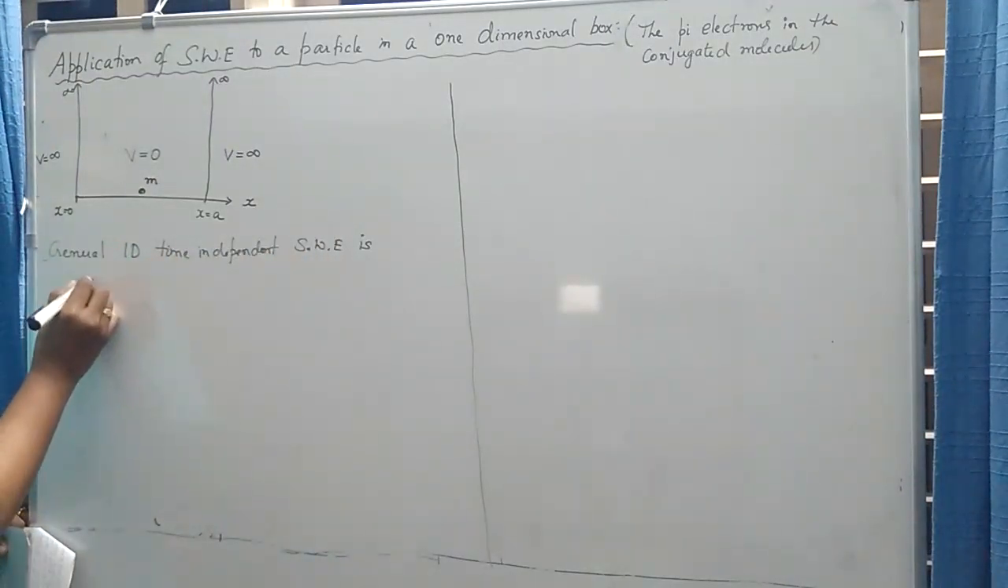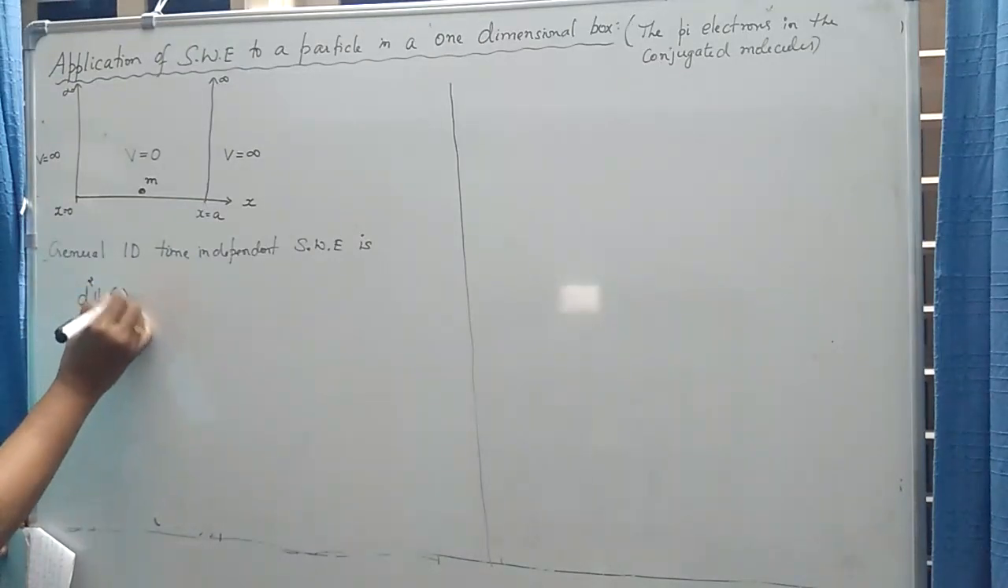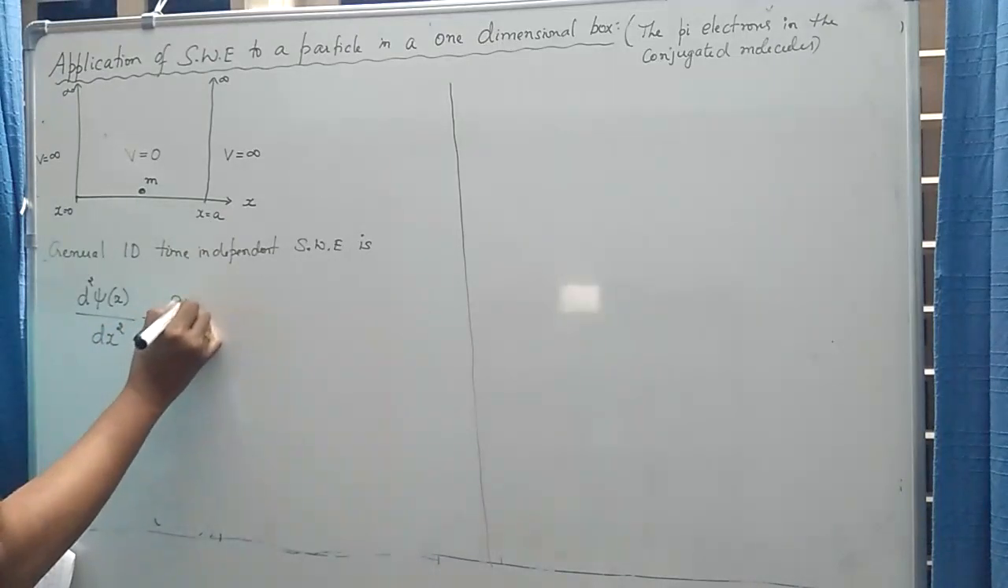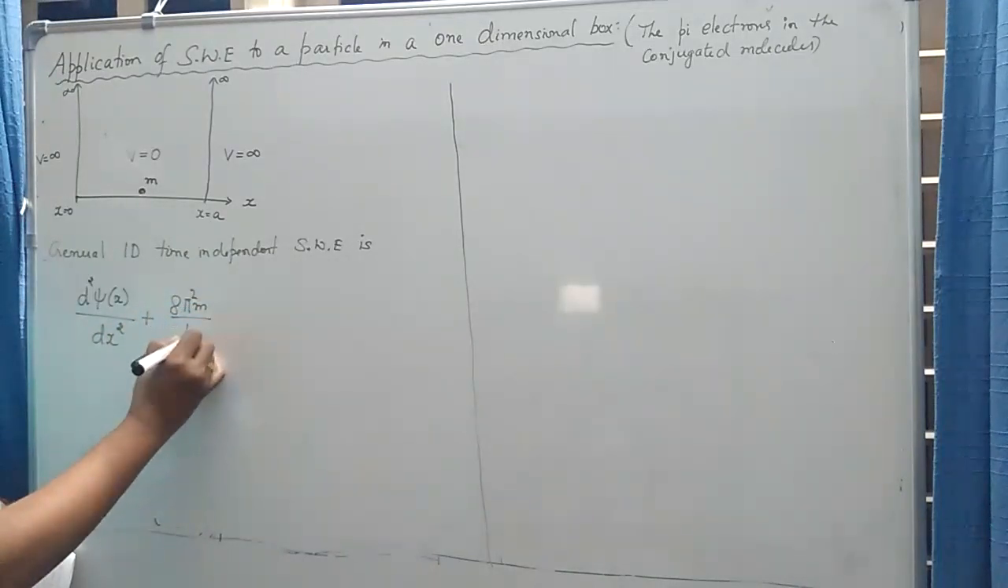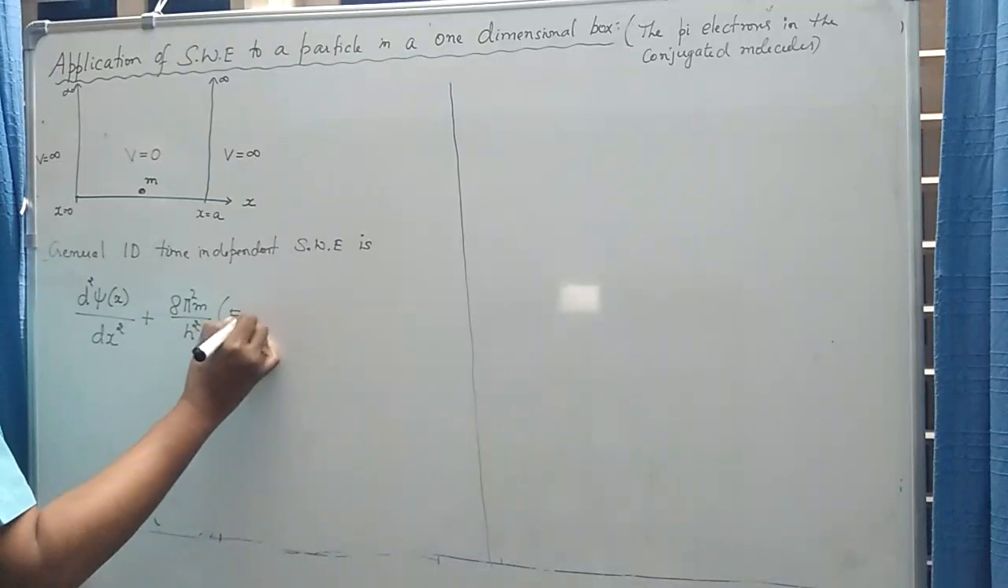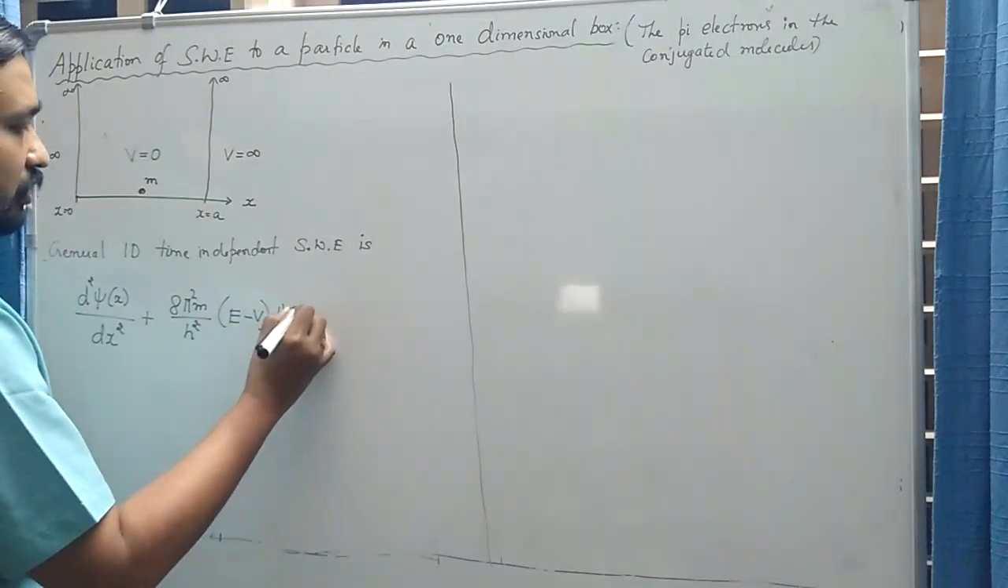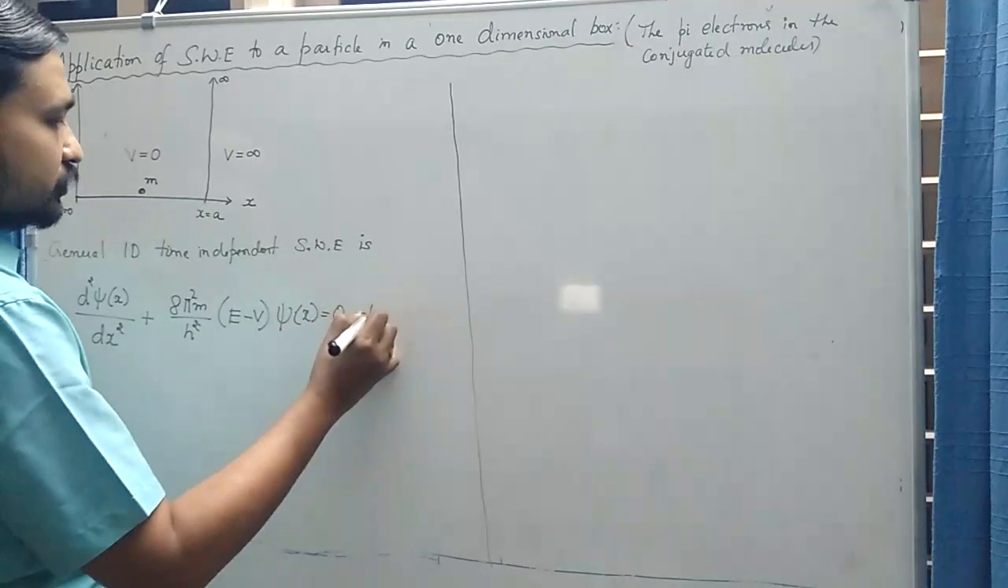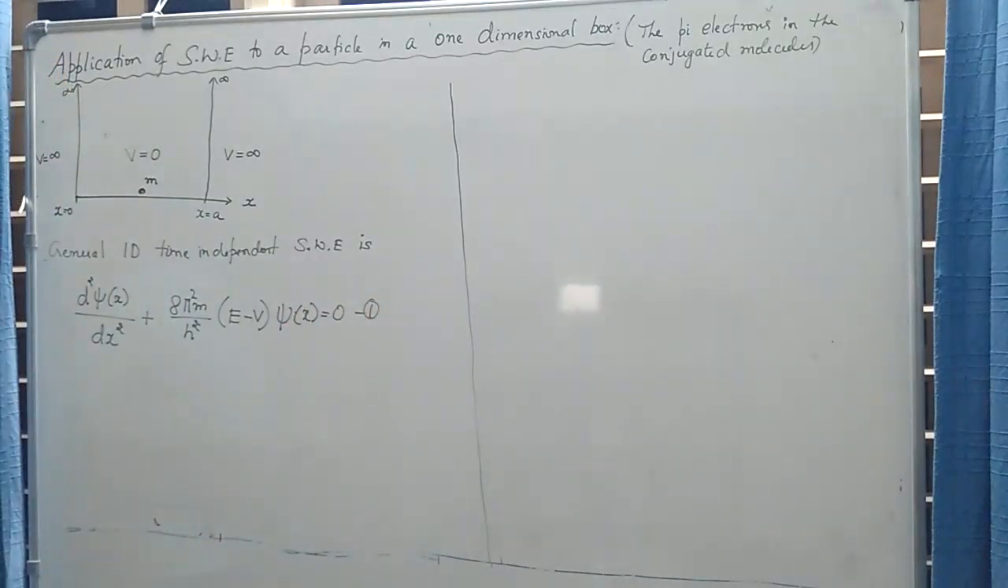It is d square psi of x divided by dx square plus 8 pi square m divided by h square into E minus V into psi of x is equal to 0. So this is the general equation which is applicable to any one-dimensional system. This is applicable to any particle of mass m moving along the x-axis. Now let us apply this general equation to this particle in a one-dimensional box.